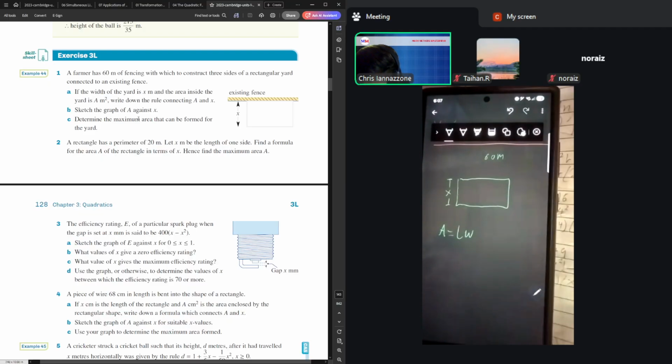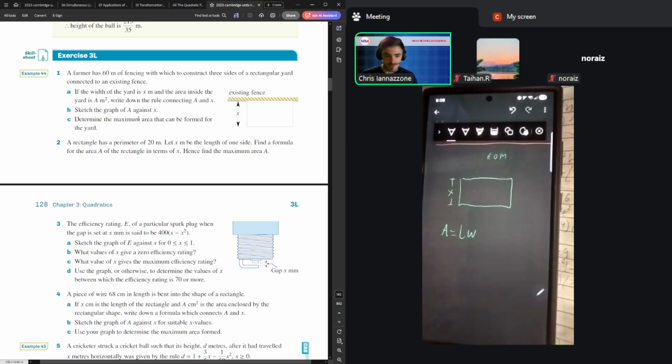Unfortunately, those are two variables, neither of which are x. So our goal is to try and do something to get the L and W out of there and purely just use x's. Any thoughts on how we might do that?